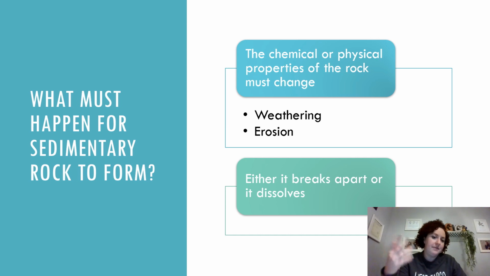So eventually either the rock breaks apart or it dissolves, because sandstone is really easily dissolved into water if you've exposed it to enough, things like that. So this must change. Some sort of chemical or physical property of the rock needs to change, and it's through the processes of weathering and then erosion.